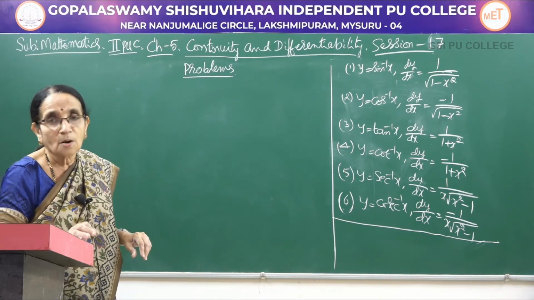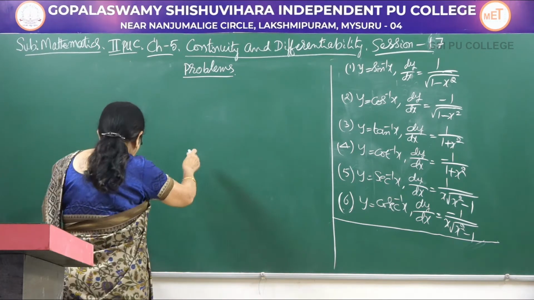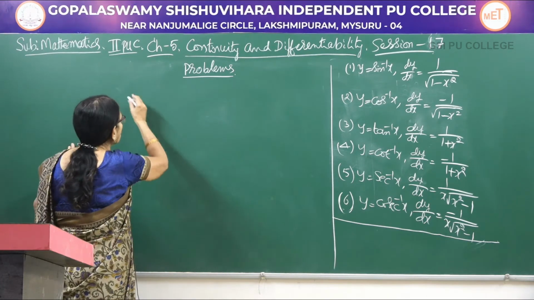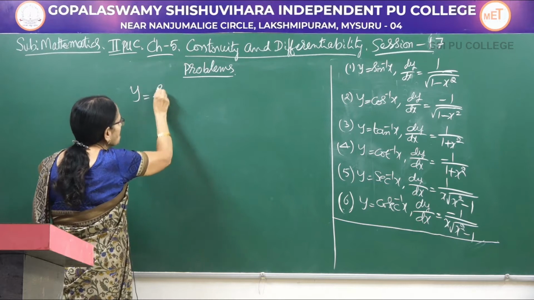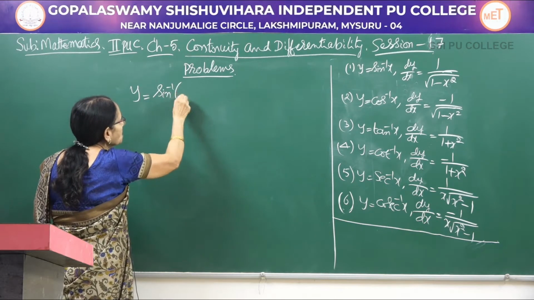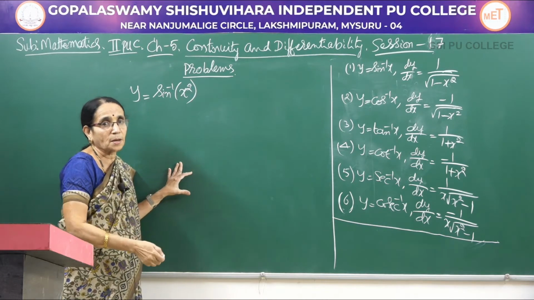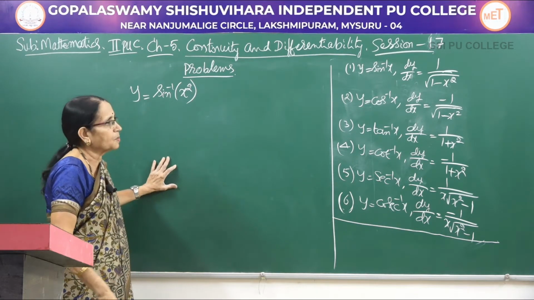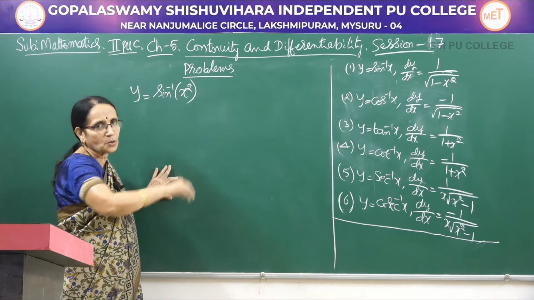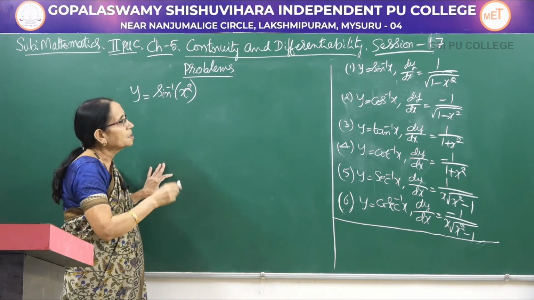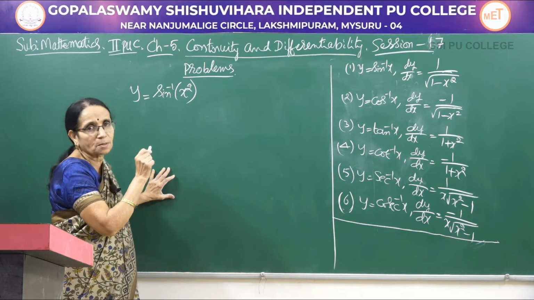Now, let me take the first problem. Find the derivative or find dy by dx or differentiate with respect to x. That is the instruction. First problem is sine inverse of x square. Understand carefully here. Sine inverse of x square. See, that is why all the formula I have written first, so that you can easily refer to each one here. Look there, sine inverse x.